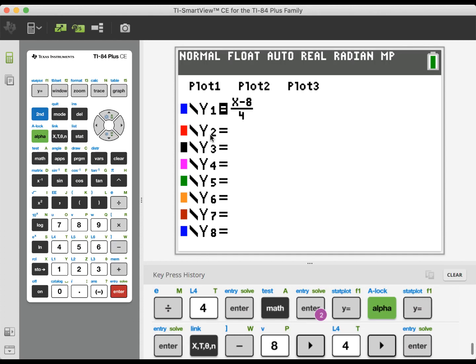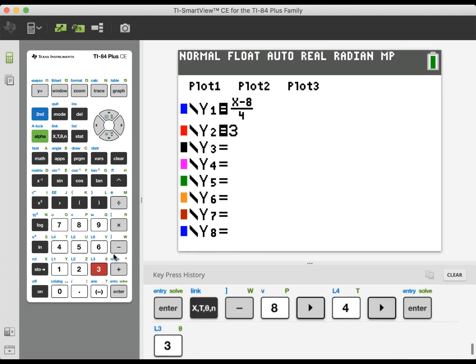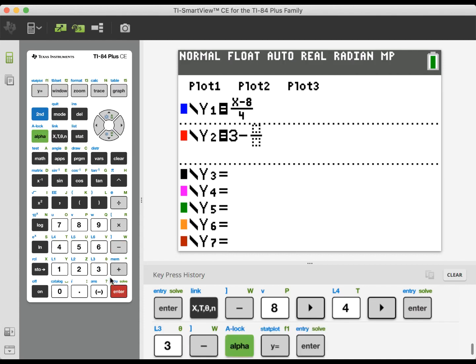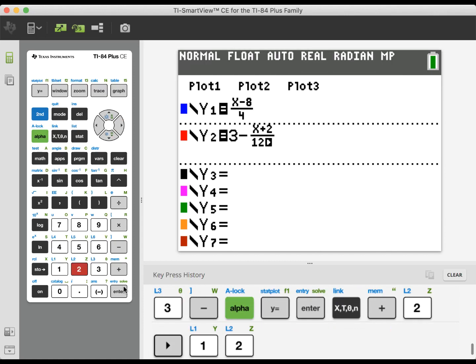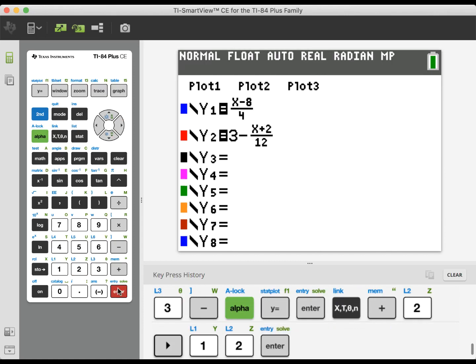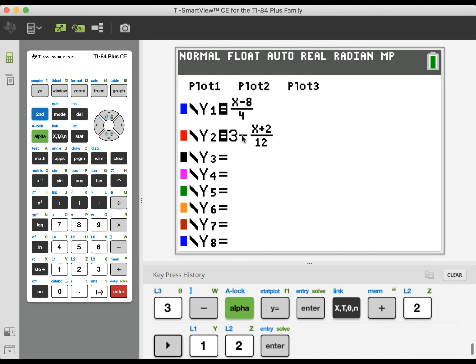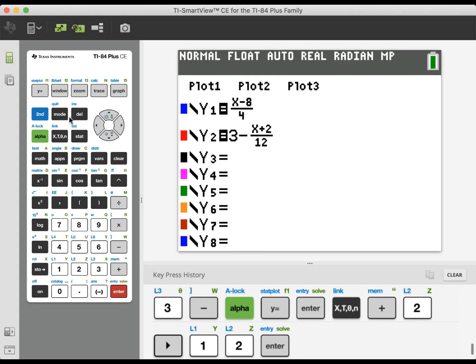And on y2, we're going to want to type in the right-hand side. And the right-hand side is 3 minus, and then x plus 2 over 12. So make sure you do alpha y equals enter, and then x plus 2 over 12. Enter. Good deal. So that's the left-hand side, that's the right-hand side. And then let's quit to the home screen.